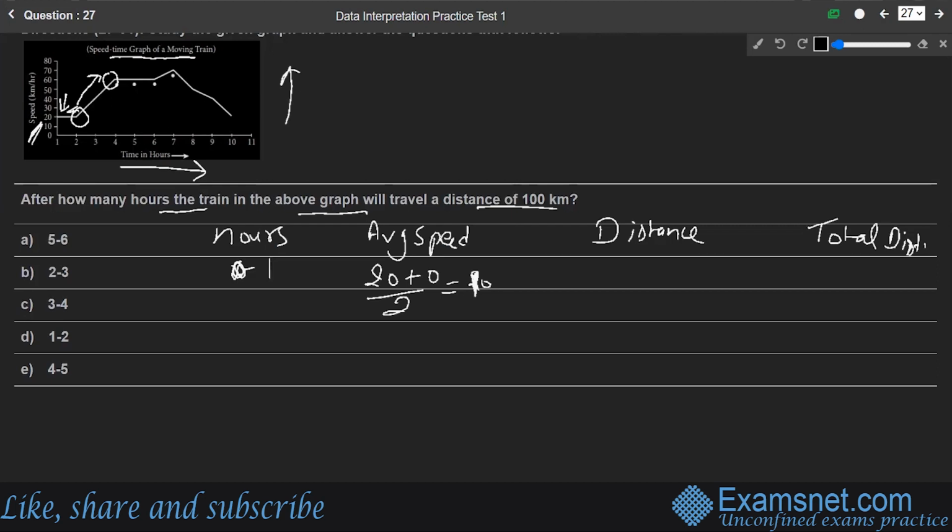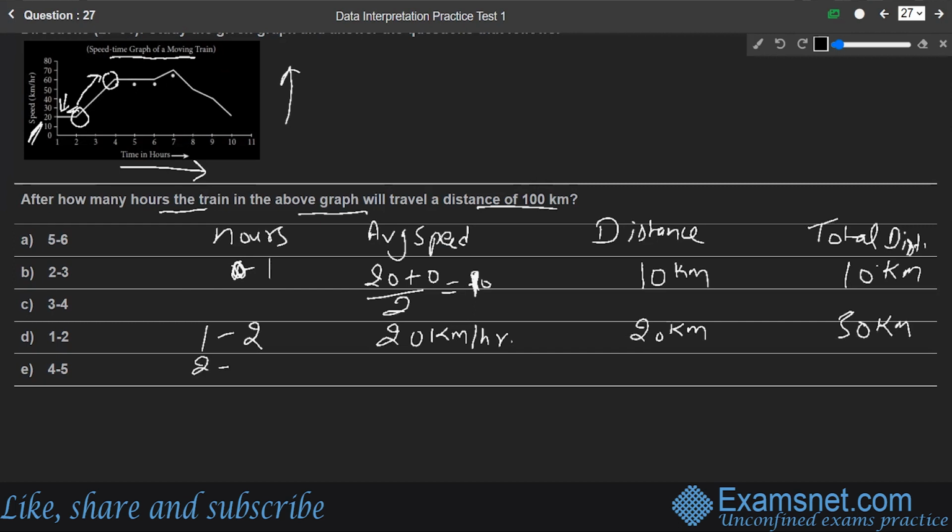Now, how much is the distance traveled in this 0 to 1 hour? Okay, so the speed is 10 kilometers per hour. So obviously in 1 hour, the distance traveled would have been 10 kilometers. So total distance covered is 10 kilometers only. Now if you see from 1 to 2 hour, what is happening? If you see the graph, the speed is consistently 20, so the speed becomes 20 kilometers per hour. With 20 kilometers per hour, how much distance will be traveled in 1 hour? Obviously 20. So the distance traveled here will be 20 kilometers. So the cumulative distance becomes 20 plus 10, that is 30 kilometers.